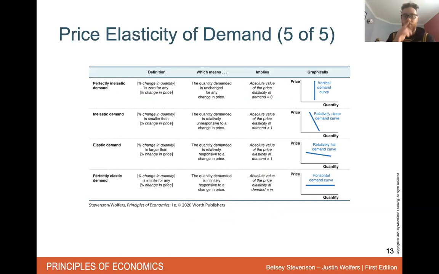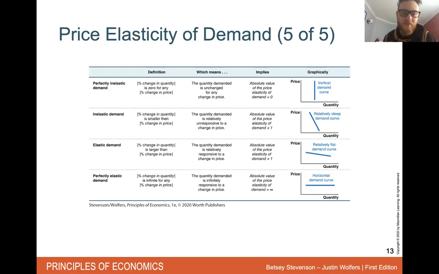Over here, we have the definition of perfectly inelastic demand. The percent change in quantity is 0 for any percent change in price. It means that the quantity demanded is unchanged for any change in price. The absolute value of the price elasticity of demand is equal to 0. You have a vertical demand curve. If the price increases or decreases, the quantity will never change no matter what the price changes or any change in price.